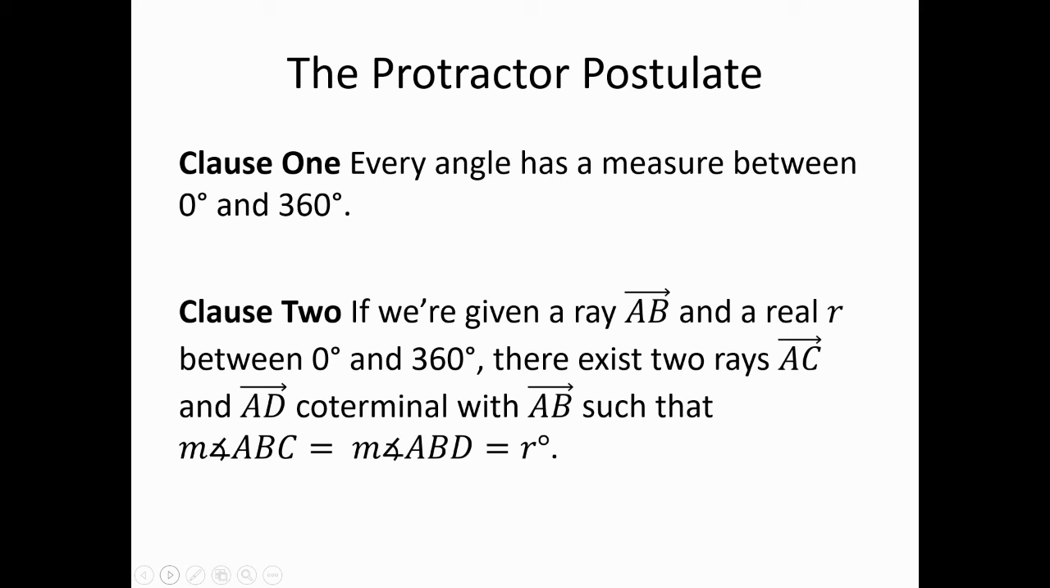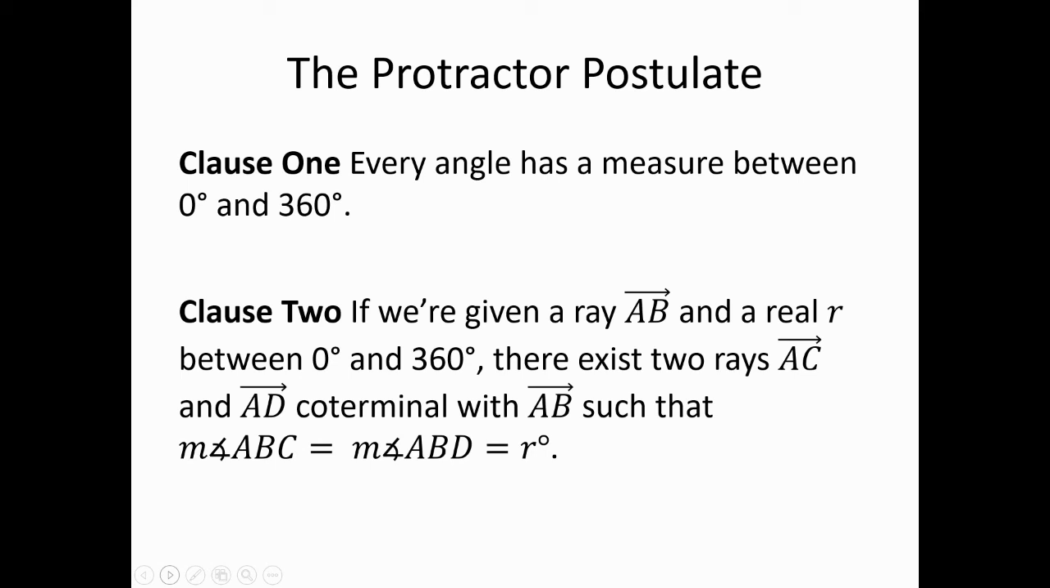And clause 1 of the protractor postulate says that every angle has a measure between 0 and 360 degrees. Okay. And notice that I mean to say here that that angle measure will be greater than 0 and less than 360. And no doubt you find this extraordinarily plausible given what we have said we mean by angle measure.